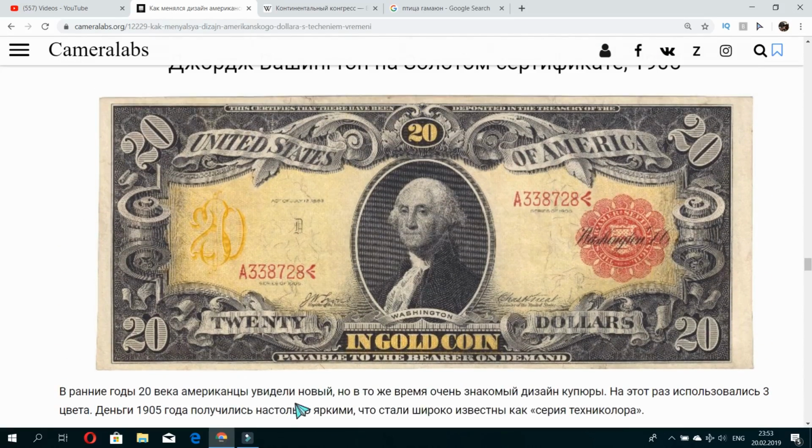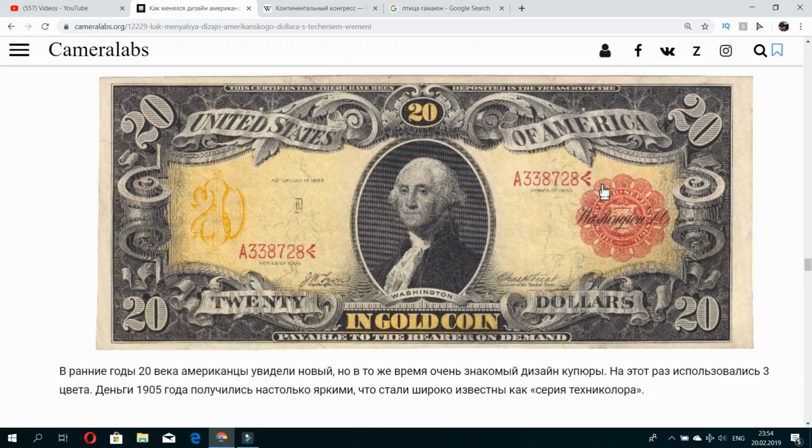In the early years of the 20th century, the Americans had a new, but at the same time very familiar, design of these banknotes, and they had three colors. So the money of 1905 was so bright, and it was also known for the technique of a series of Technicolor.